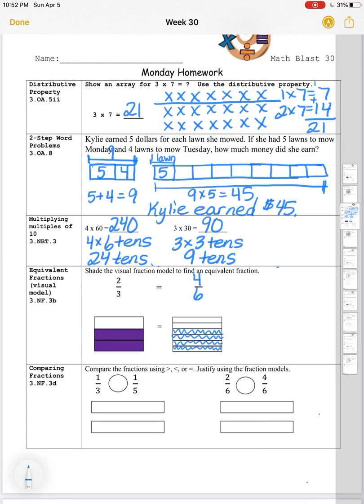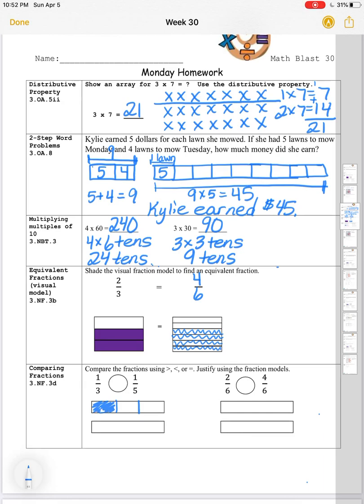Comparing fractions. Compare the fractions using greater than, less than, or equal. Justify using the fraction models. 1/3 compared to 1/5. Here I see that I have 1 piece in each, but the units are of different sizes. So I'll model the 1/3 by breaking my whole into thirds, 3 equal parts. I'll shade in one of those parts.